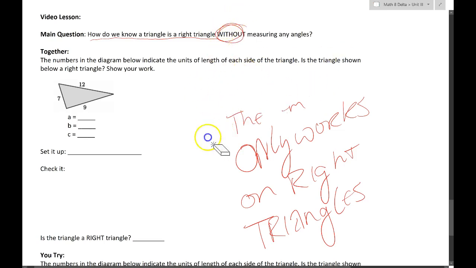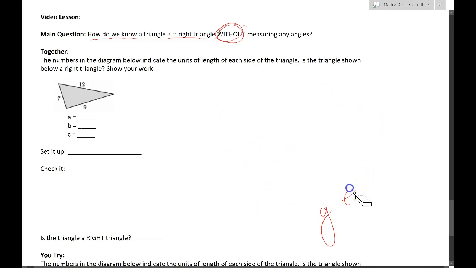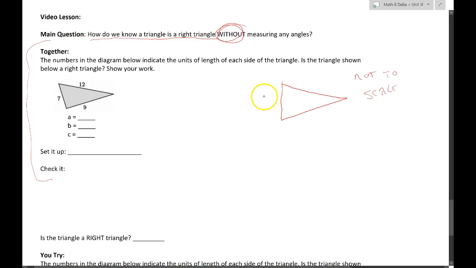So let me clear some space here and actually give this a shot. Now, what I'm about to show you is an example. Then you're going to try this one back together as a class. So here's an example. Let's say they give me a triangle. Let's say it doesn't really even look quite like a right triangle, but they say it's not drawn to scale. And they say, well, this side is 5, and this side is 12, and this side is 13. And they ask me, is this a right triangle?